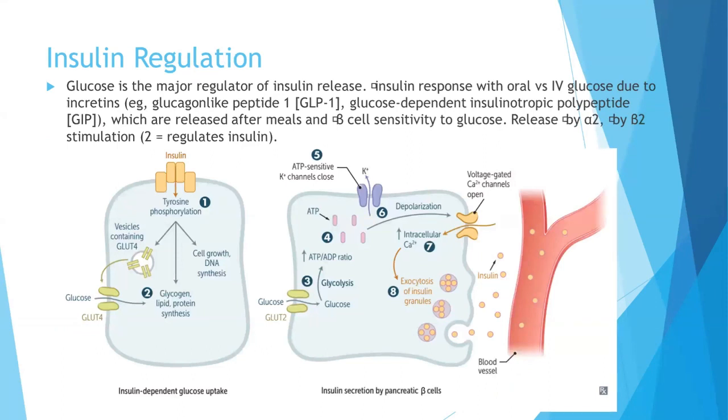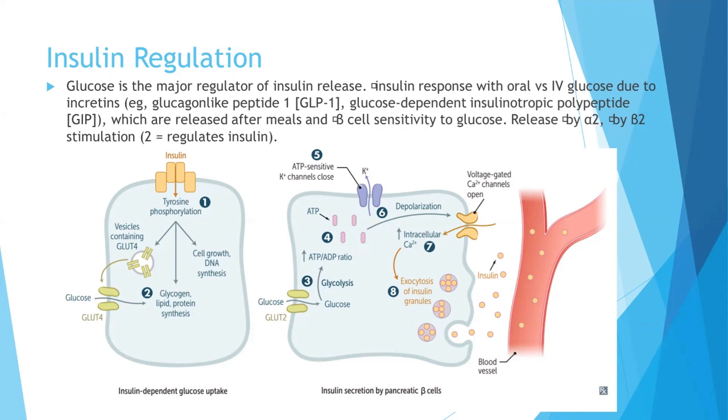Okay. Now there's insulin secretion by pancreatic beta cells, which I've already discussed, but let's talk about insulin dependent glucose uptake. Whenever insulin binds its receptor, it goes into tyrosine phosphorylation. And when it goes into tyrosine phosphorylation, the vesicles containing GLUT4 are stimulated, and then these GLUT4 are transported towards the membrane, and then they act as a channel for the entry of glucose. Now this glucose will get inside the cell. Okay. Now this glucose will go on to glycogen, lipid, protein synthesis, and all. So this is how insulin leads to the uptake of glucose.